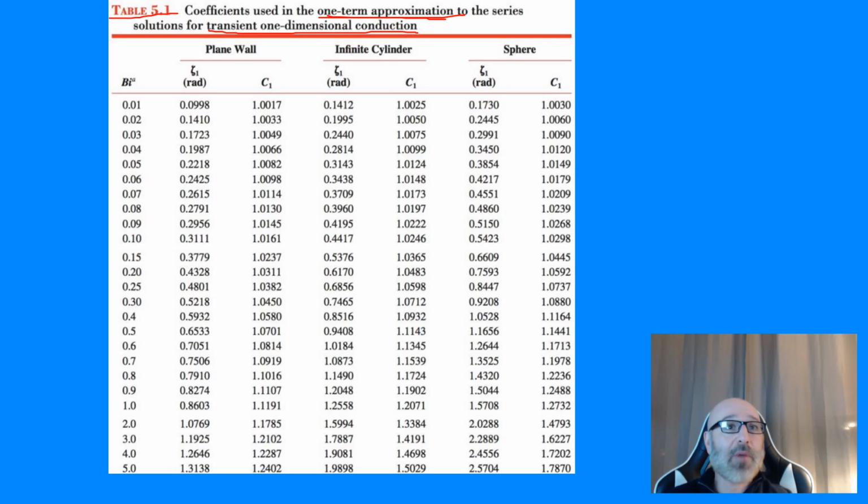We can see now we have our Biot number right here, and we can see our eigenvalue and our coefficients right here for a plane wall, an infinite cylinder, and a sphere. So we have them for all three of those simple geometric shapes.